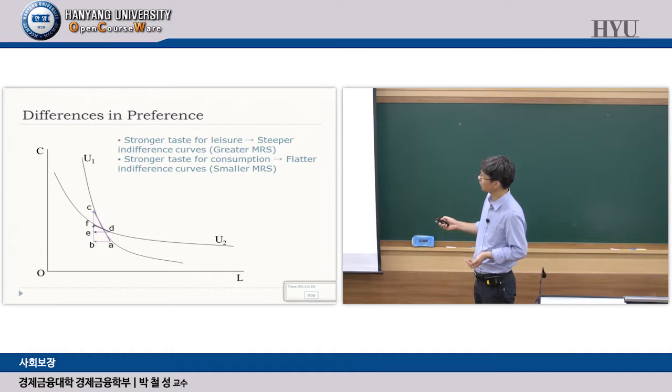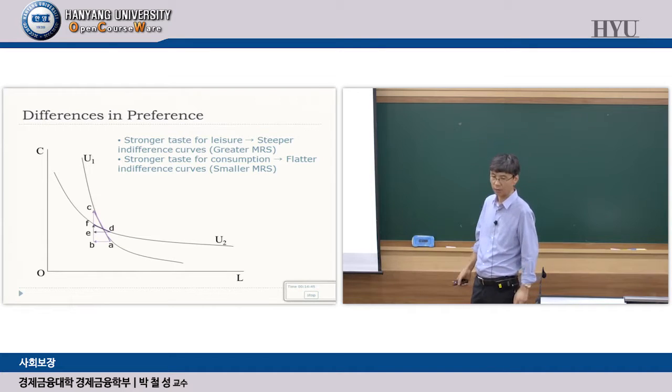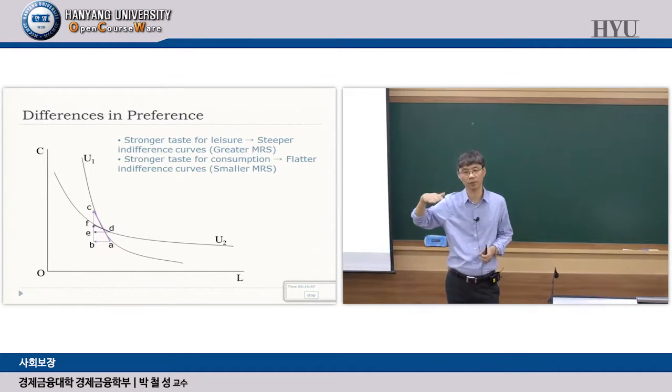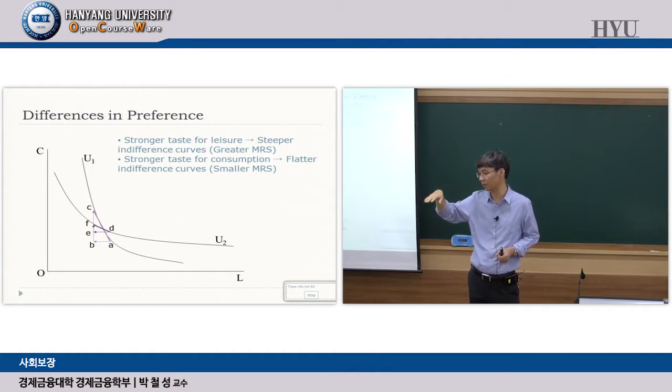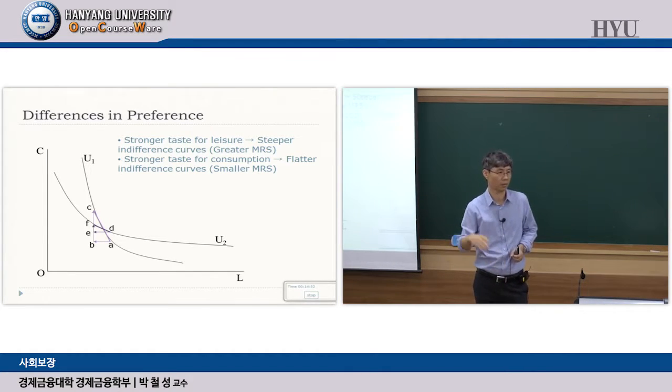The other way is a stronger taste for consumption. Actually, there are only two goods. So a stronger taste for leisure basically means a weaker taste for consumption, and a weaker taste for leisure just means a stronger taste for consumption. A stronger taste for consumption means flatter indifference curves. So if it becomes steeper, this person likes leisure more. If it becomes flatter, this person likes consumption more.